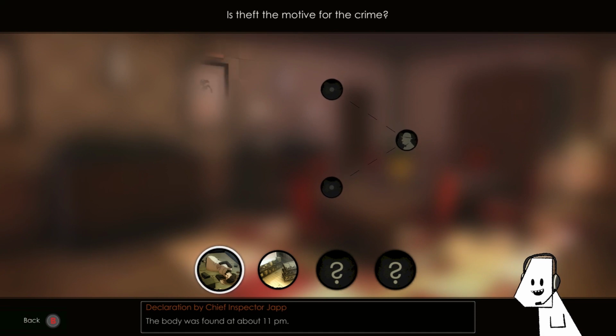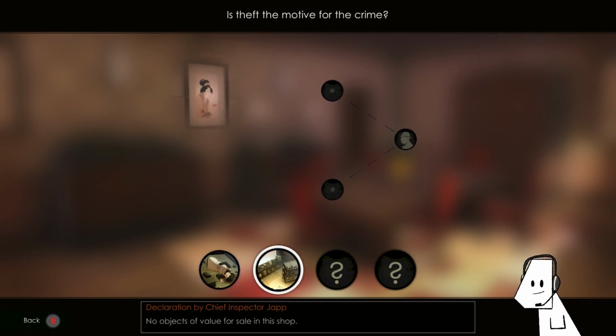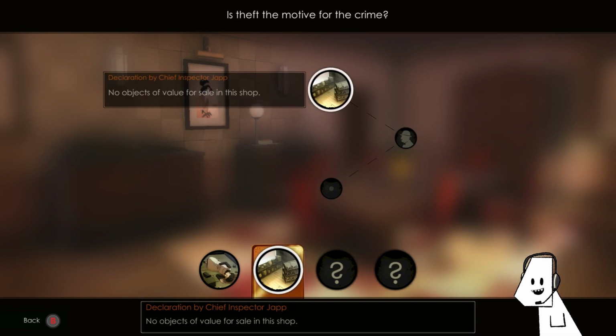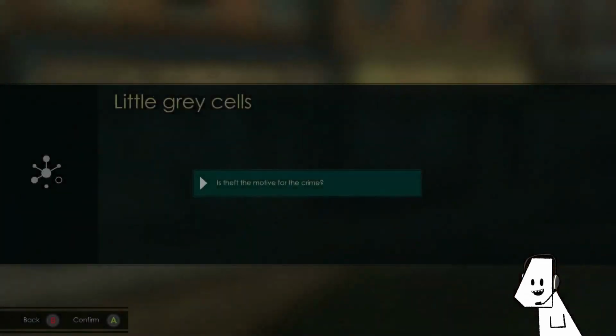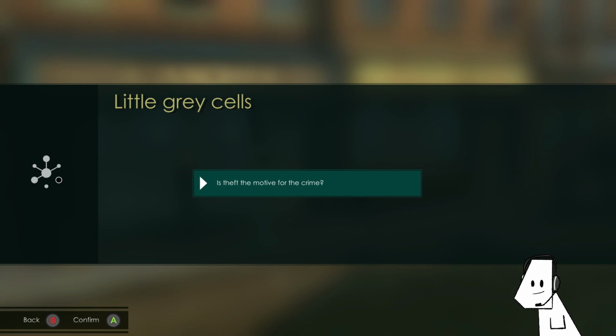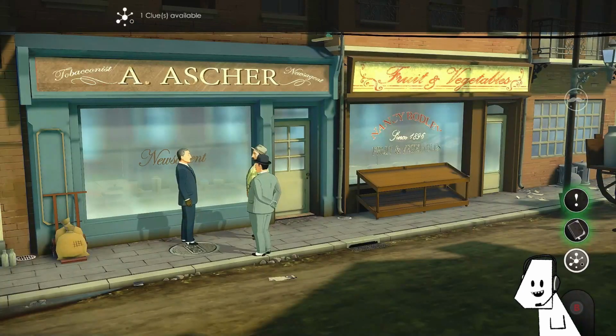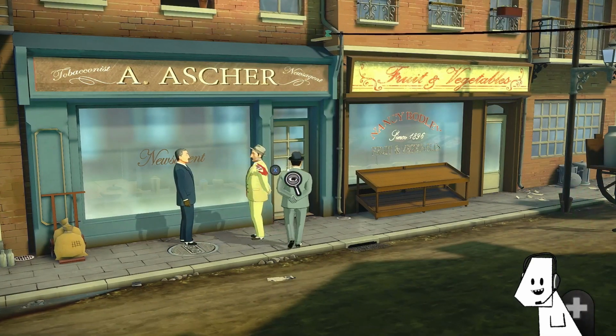Body was found at 11 PM. No objects of value in the shop. Well, I think that's a pretty big clue that theft wasn't the motive of the crime. I mean, they didn't steal anything, so that's kind of obvious. I guess we go in. Can we go in now? We'll get more clues when we go in.